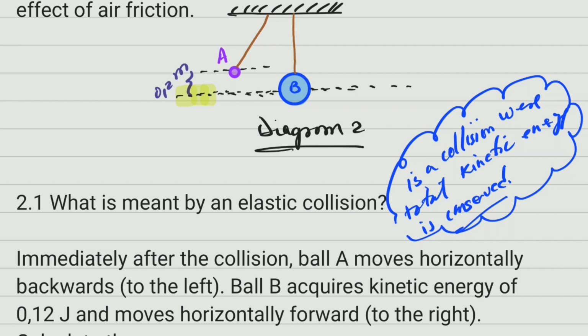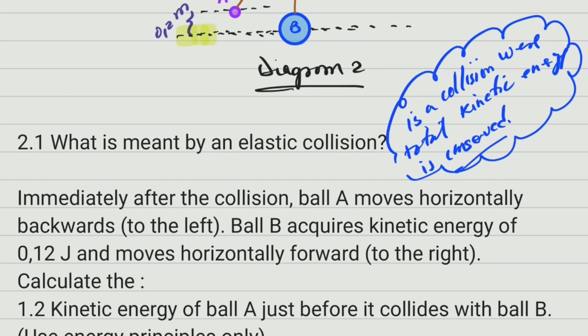In this case, you'll have to say that it's a collision where the total kinetic energy is conserved or is constant. If you want to be more general, you can say that both kinetic energy and momentum are conserved, but because momentum is always conserved, it does not make a change here. Now they say immediately after the collision, ball A moves horizontally backward. So ball A is bouncing. Ball B acquires kinetic energy of 0.12 joules and moves horizontally forward to the right.